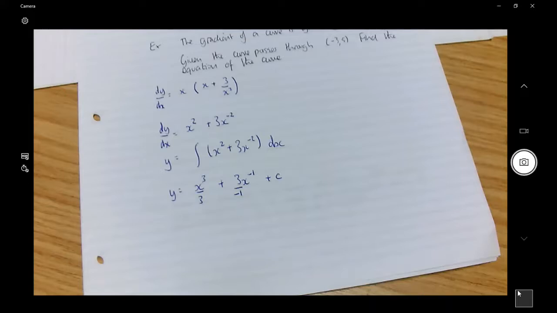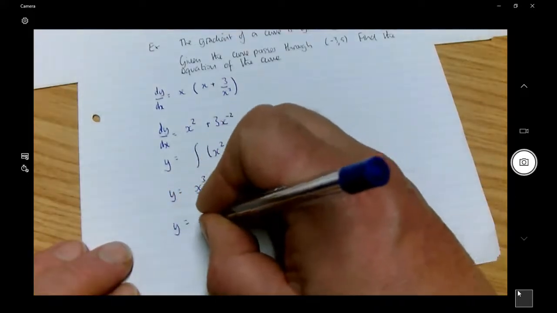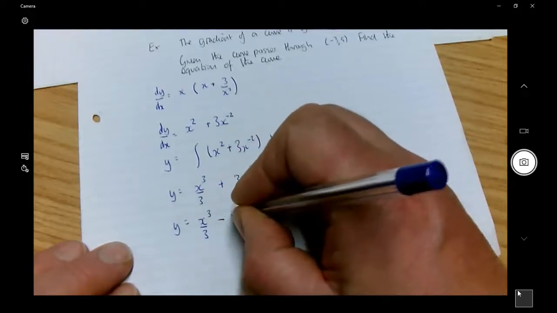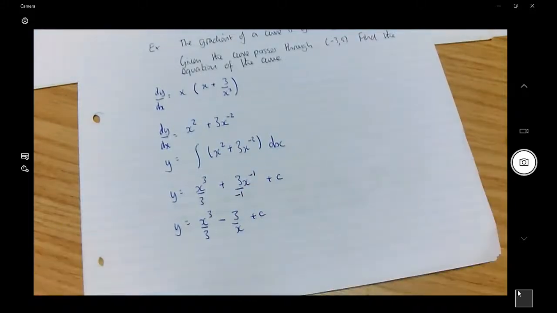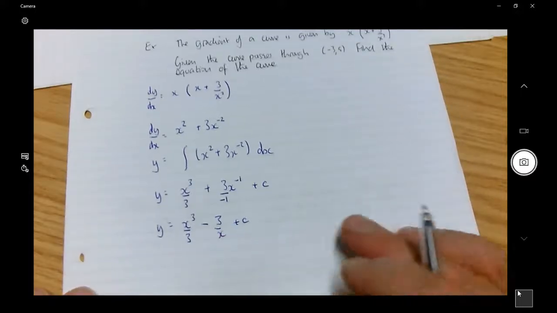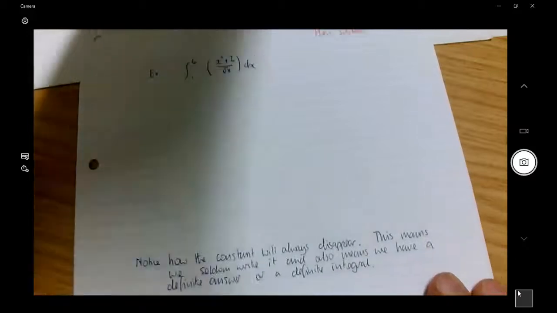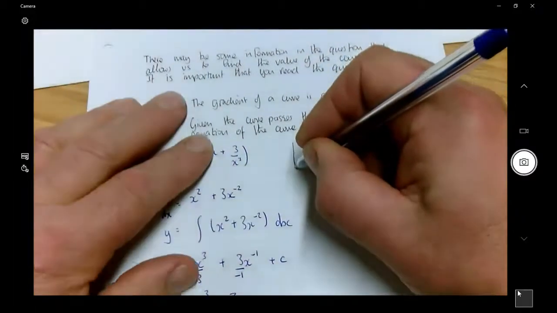And then, if it was me, I would say y equals x cubed over 3 minus 3 over x plus c. And it's still got the indefinite integral. We've got that plus c in there. Now, I left a bit of room to do this, but I'll do it alongside. So our notes look.